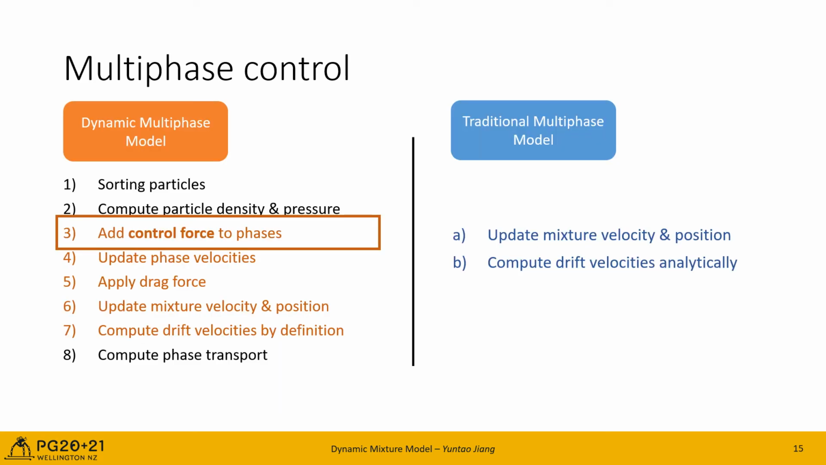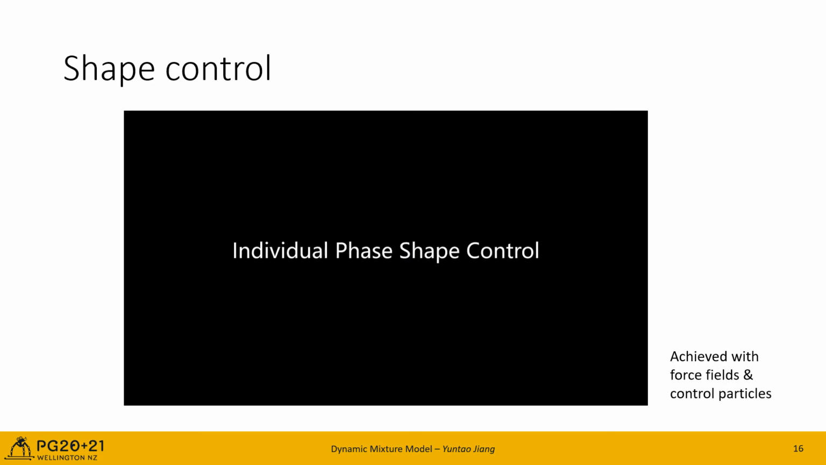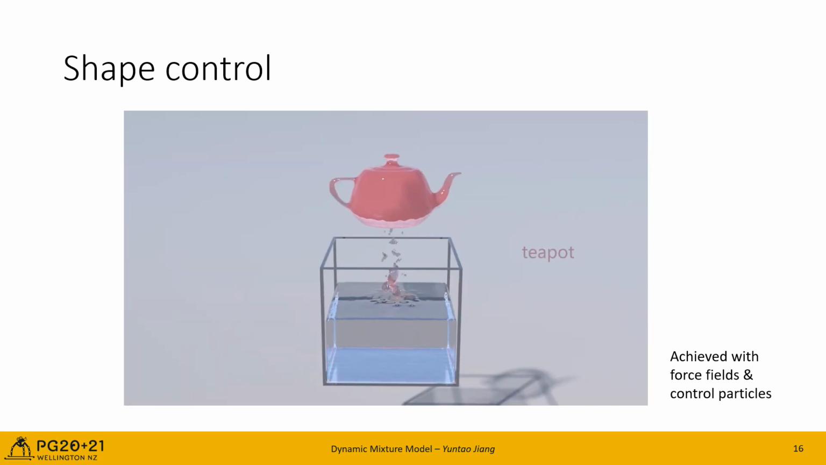Since we track the phase velocities, we can add force to individual phases to control multiphase flows. Control forces are added right before updating the phase velocities. Here we use a combination of force fields and control particles to modify the shape of the pink phase.